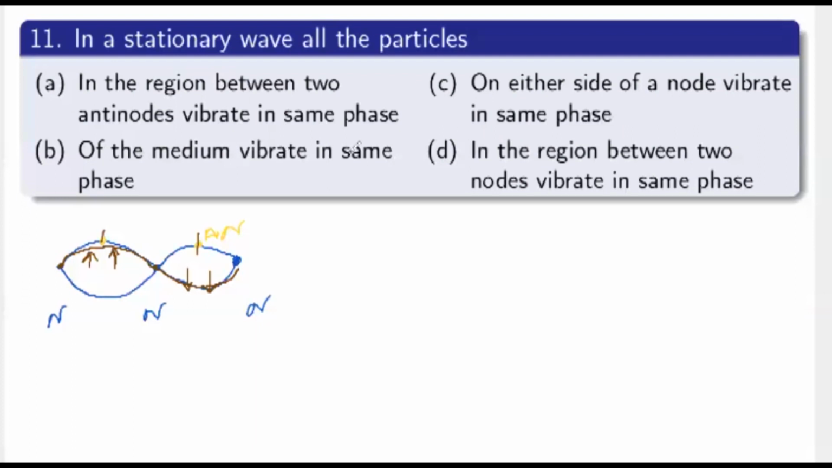Now, option B, of the medium vibrate in same phase. No, they are out of phase. Option C, on either side of a node vibrate in same phase. Either side of a node. This is a node. On one side it is going up, on the other side it is going down. So this option is also wrong. In the region between two nodes, only between these two nodes or between these two nodes, all the particles are in phase. If they are going down, they are all going down, or in the opposite direction altogether. So option D is the correct answer.